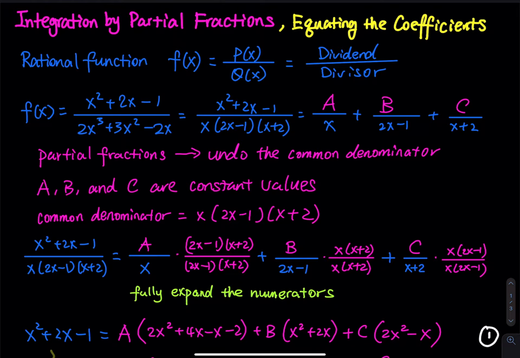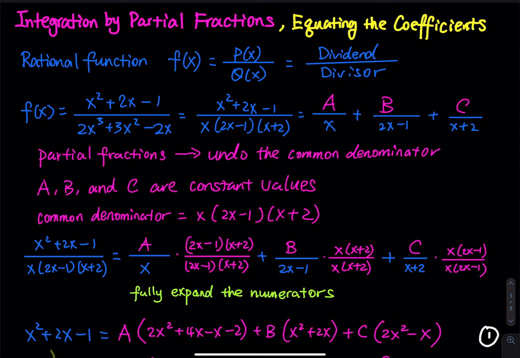A rational function is f of x equals p of x divided by q of x, which is a function that has a fraction bar. We have one function divided by another function. The function in the numerator, I call that the dividend. The function in the denominator, I call that the divisor.